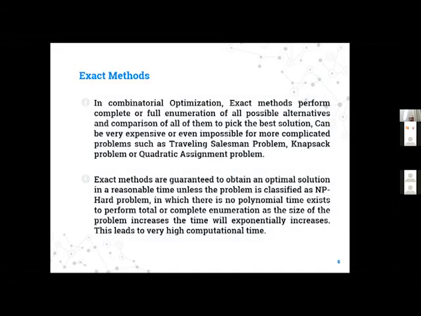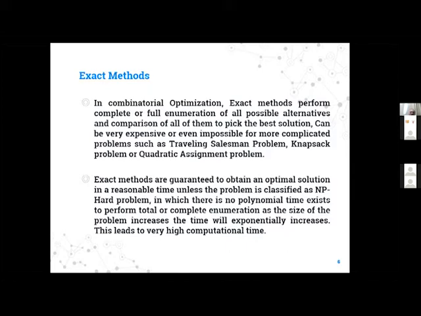In combinatorial optimization, exact methods also perform full enumeration. I mean here, combinatorial optimization means we are dealing with a discrete space, not a continuous space. In combinatorial optimization, exact methods perform complete enumeration of all possible alternatives and comparison of all of them to pick the best solution. This can be very expensive or even impossible for more complicated problems. Well-known examples are the traveling salesman problem, the knapsack problem, or the quadratic assignment problem. All these problems belong to combinatorial optimization.